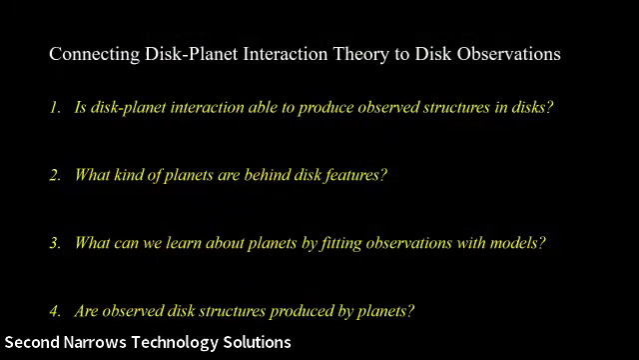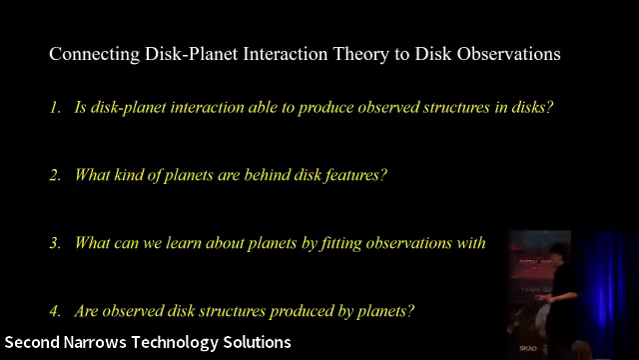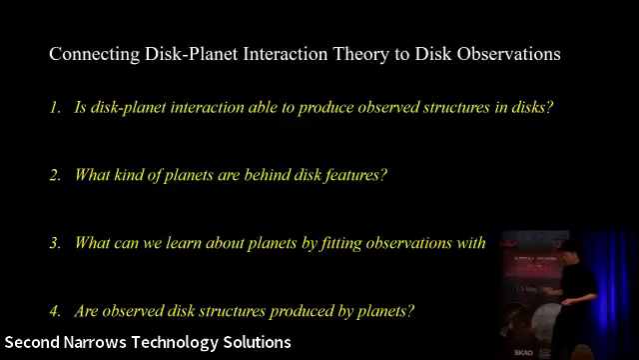All right, the four most basic questions in the connection between disk structures and planets are: first, is disk-planet interaction able to produce observed structures in disks? And then what kind of planets are we talking about? And next, if we think structures are produced by planets, what can we learn about those planets from disk observations? And finally, do we really have evidence to say that disk structures are produced by planets?